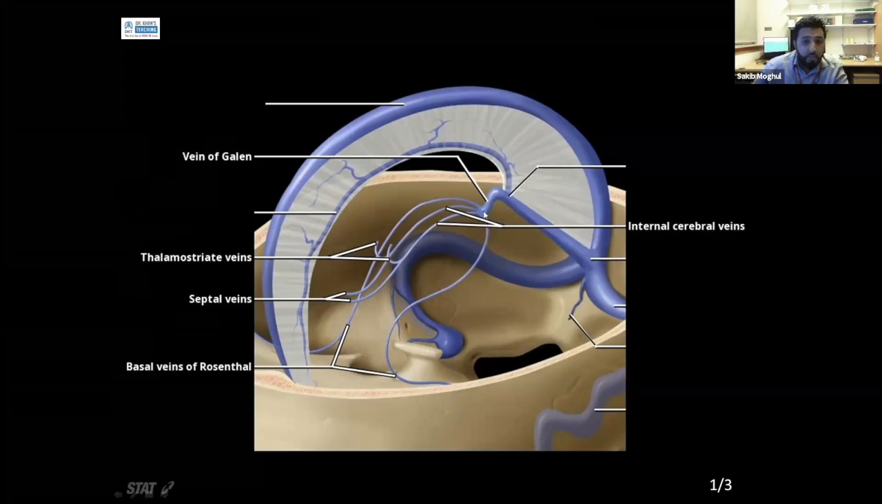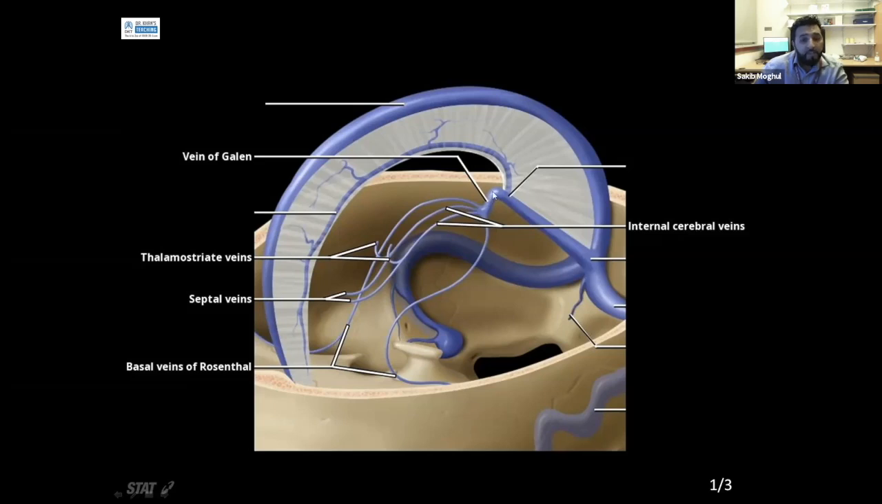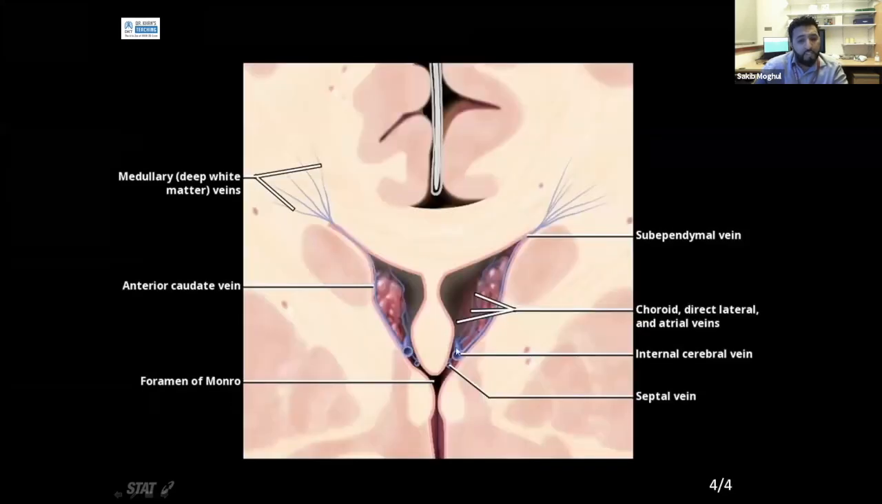As these join, they become the vein of Galen. As the vein of Galen joins the inferior sagittal sinus, it becomes the straight sinus, which has an inferior and oblique course to join the superior sagittal sinus. So it's important to understand that relationship. This again is a graphic which demonstrates the orientation of these internal cerebral veins. There are multiple smaller veins as well, but they're not really identifiable on most cross-sectional images, so I'm not really going to dwell too much into them.